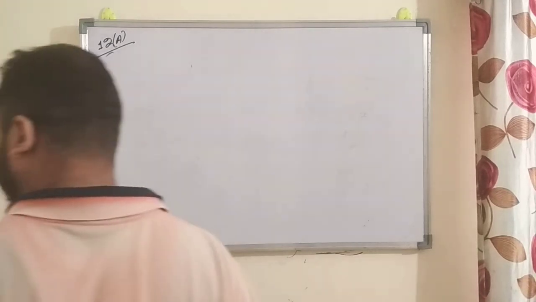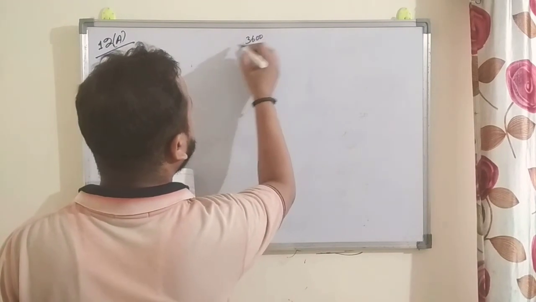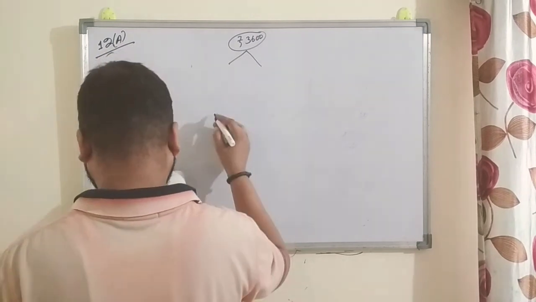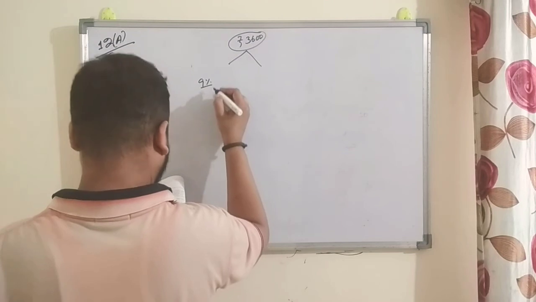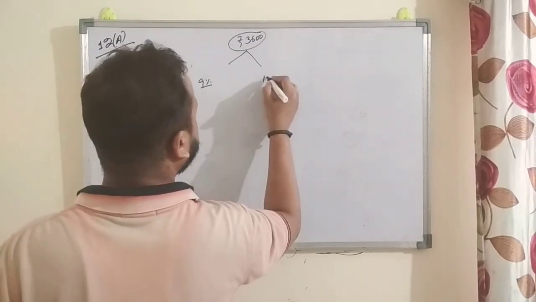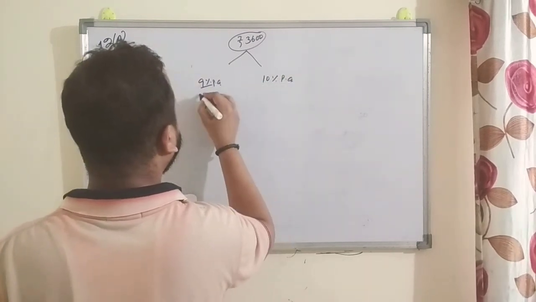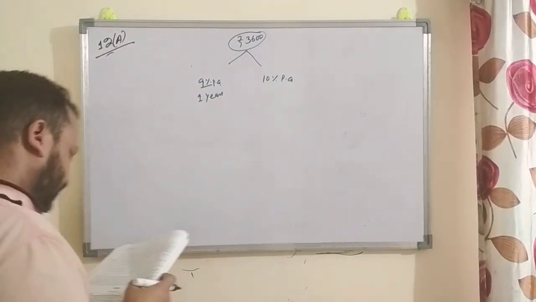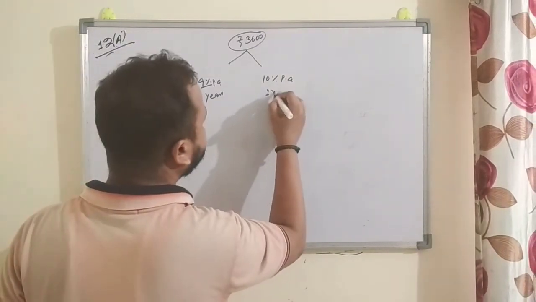So divide 3600 into two parts. This time 3600 rupees you have to divide into two parts in such a way that one part is lent at 9% per annum rate of interest and another is at 10% per annum rate of interest for 1 year. Annual is written, so total annual income means for 1 year. So time is given as 1 year.